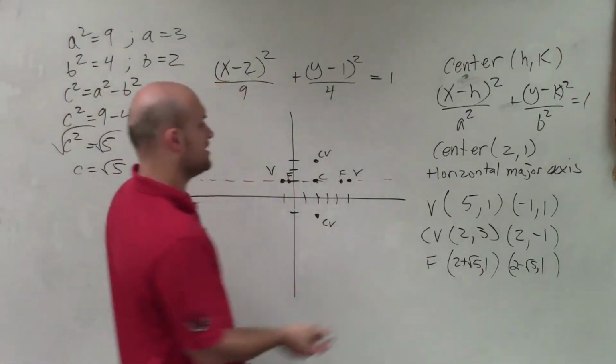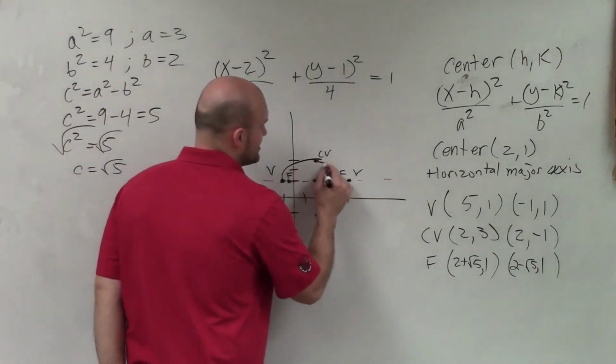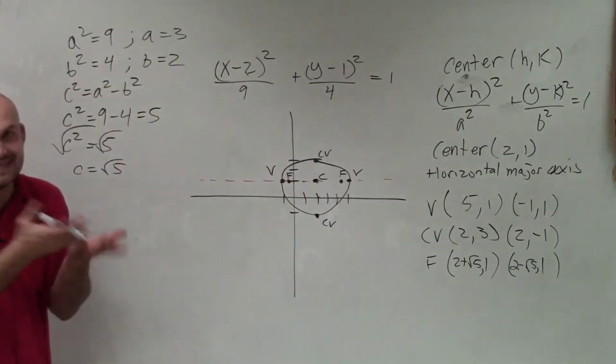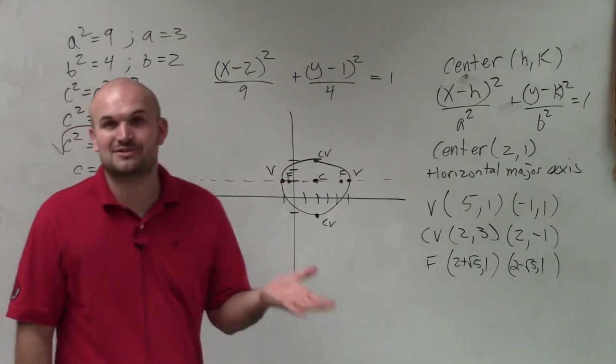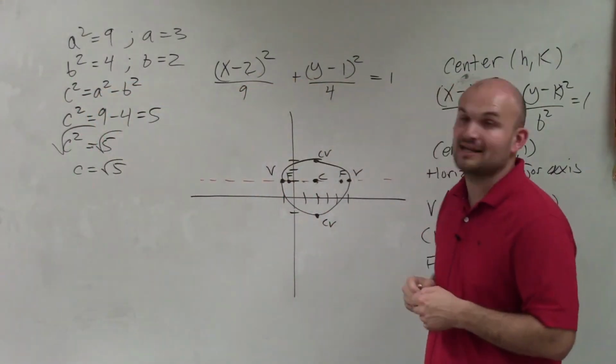I have my vertices, my co-vertices, and my center. Now I just connect the vertices with the co-vertices, and I graph a very ugly ellipse, but that's what it's going to look like. So there you go, ladies and gentlemen. That is how you graph an ellipse as well as plot the information.